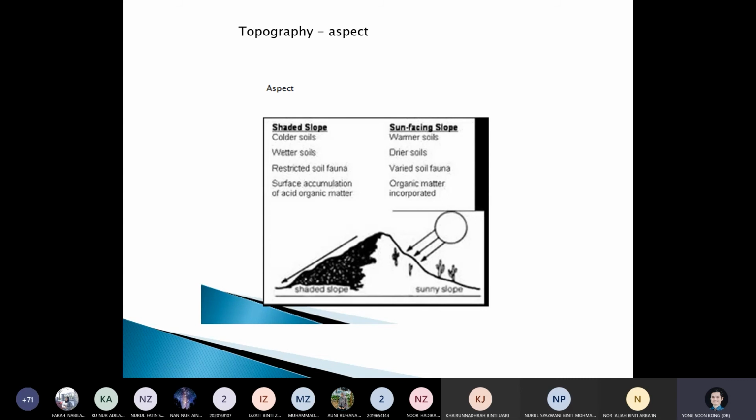If it is facing the sun, it warms the soil. Not only does it warm it, it also dries it. If it dries, that means there is not much organic matter. Probably not much organic matter if it's too dry, but if it's just right, maybe you have enough organic matter.